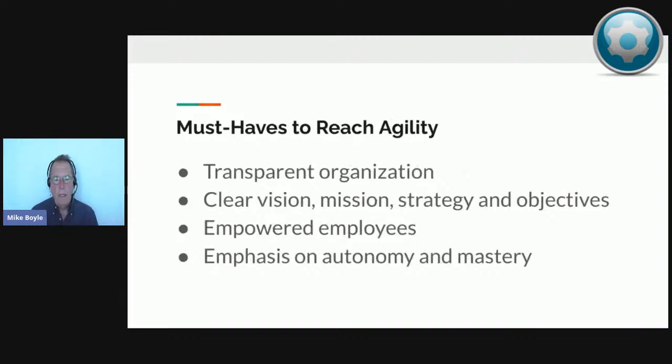Last point from my side, what we really need to reach agility. As I mentioned already, the transparent organization. We need a clear vision, mission, strategy, and objectives. And I'll tell you why. Apart from the fact that it's been proven that companies that are very open about the vision, why are we here, have employees that are much more motivated.